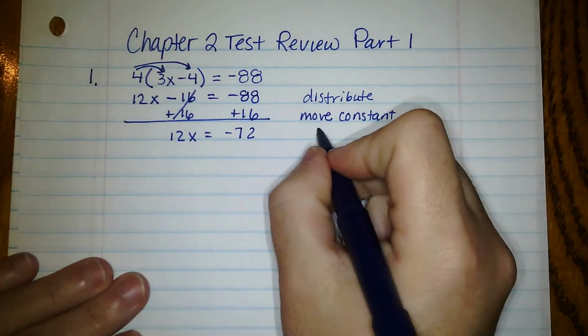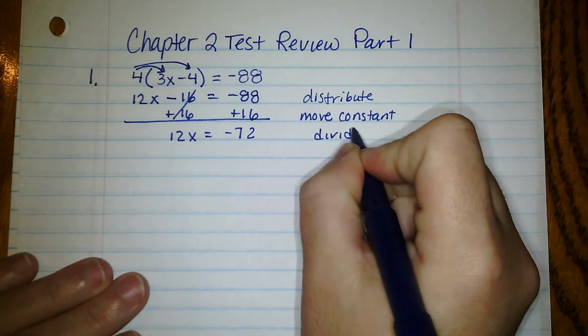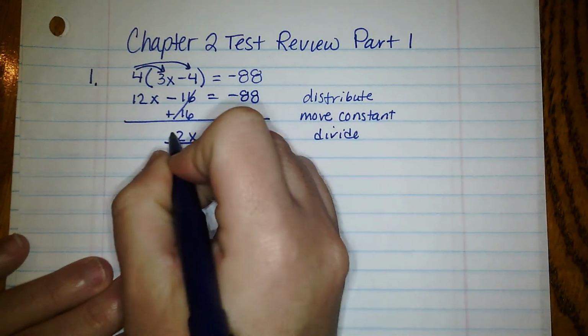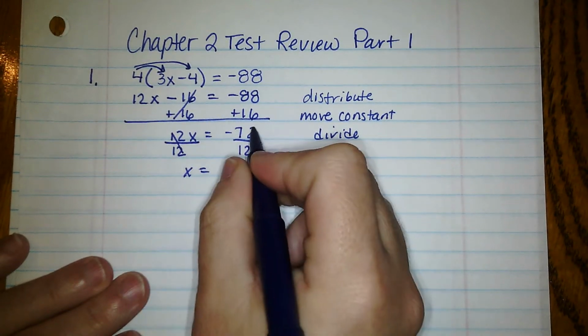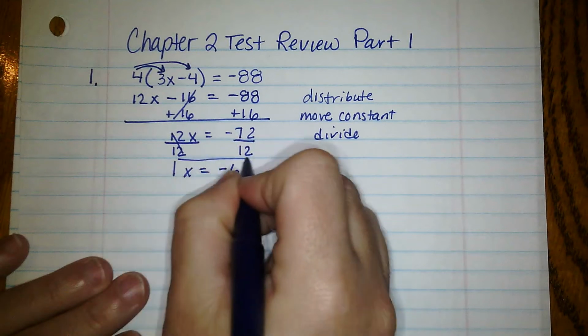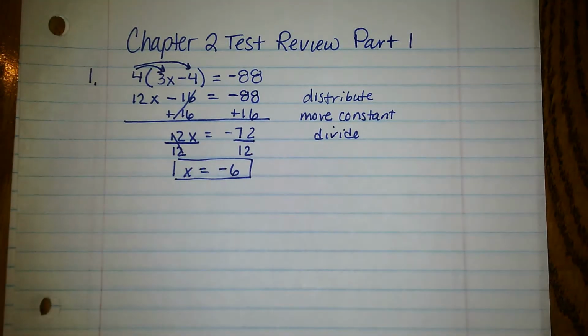Our last step is going to be divide, and we're going to divide by 12 because that's what is attached to x. And negative 72 divided by 12 is negative 6. All done.